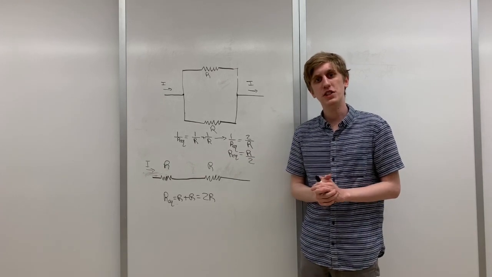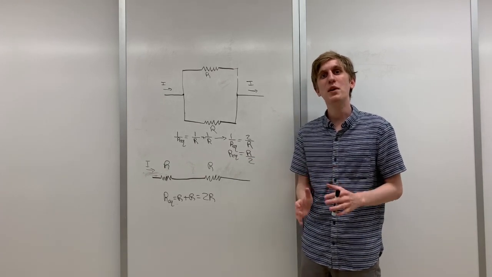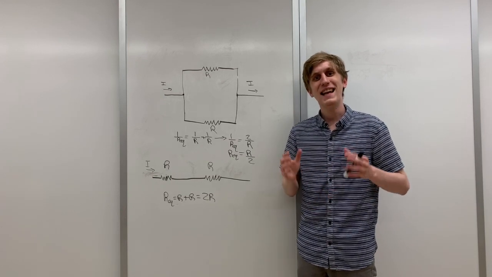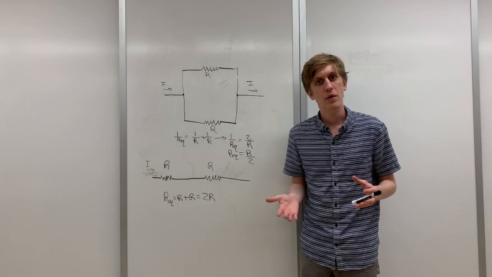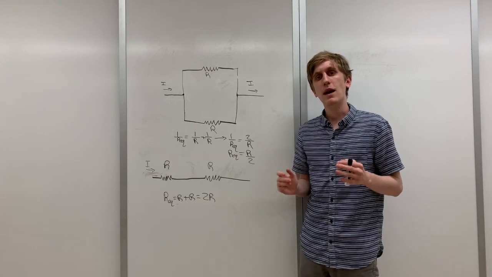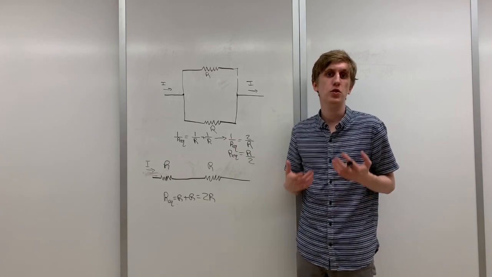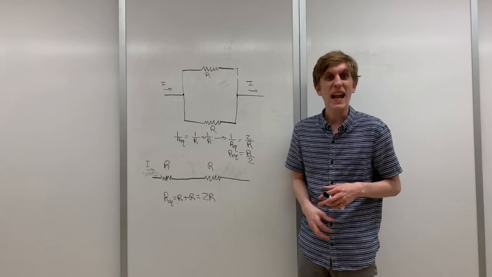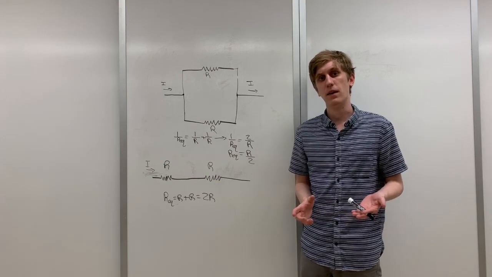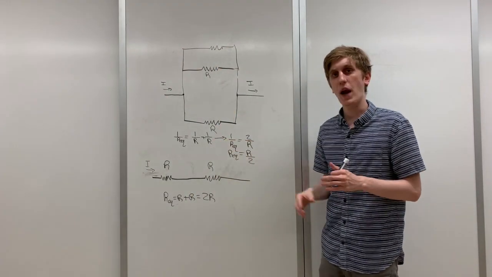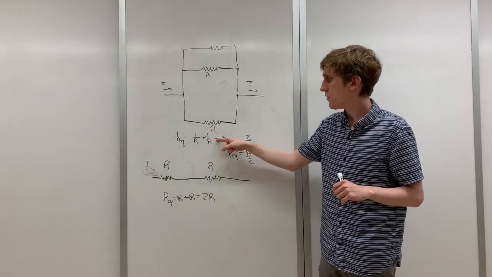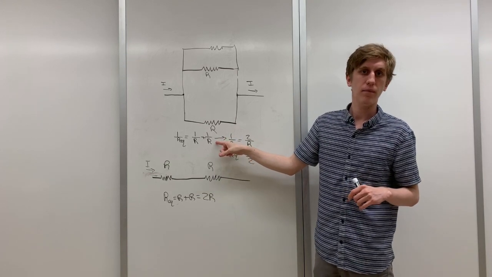When you place two resistors in parallel, you end up with an equivalent resistance that is less than either of the two resistors would be on their own. This is just a fact about the way that parallel resistors work together. If we had a third resistor in parallel, say like this, we would modify this equation by just adding the inverse of the resistance here.